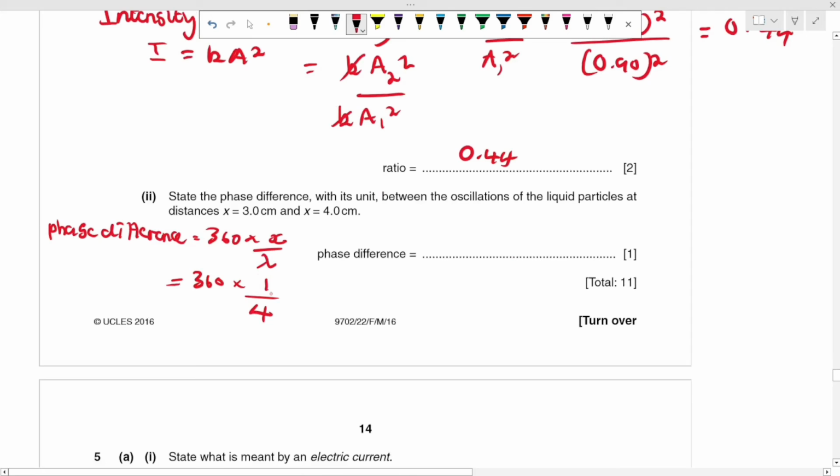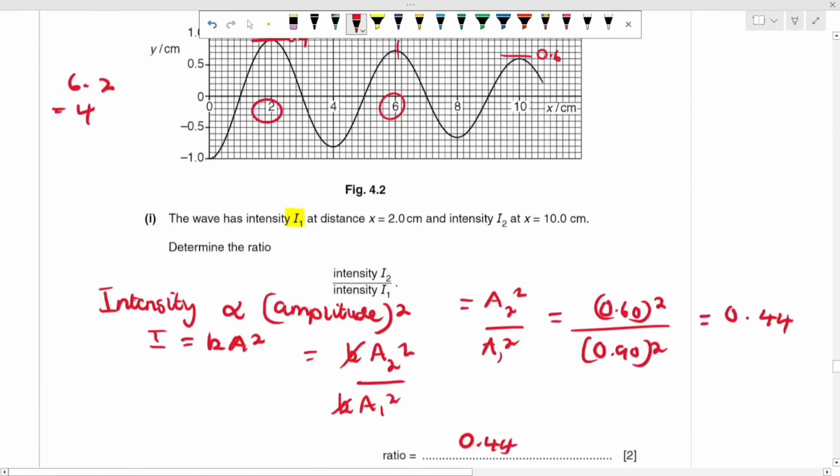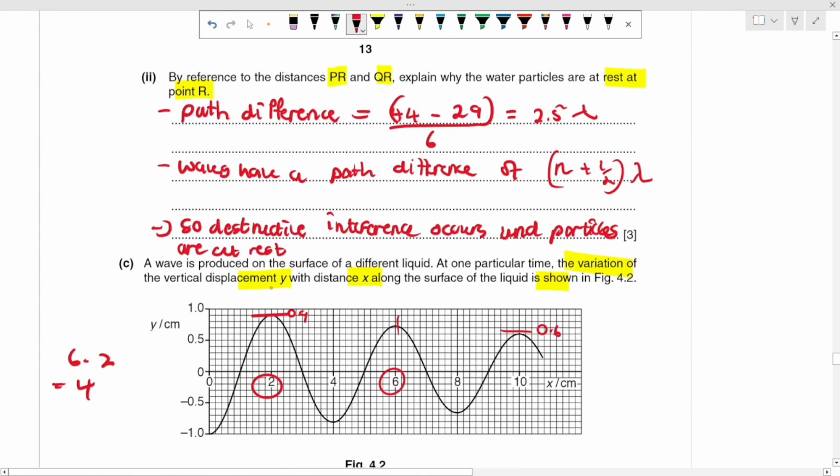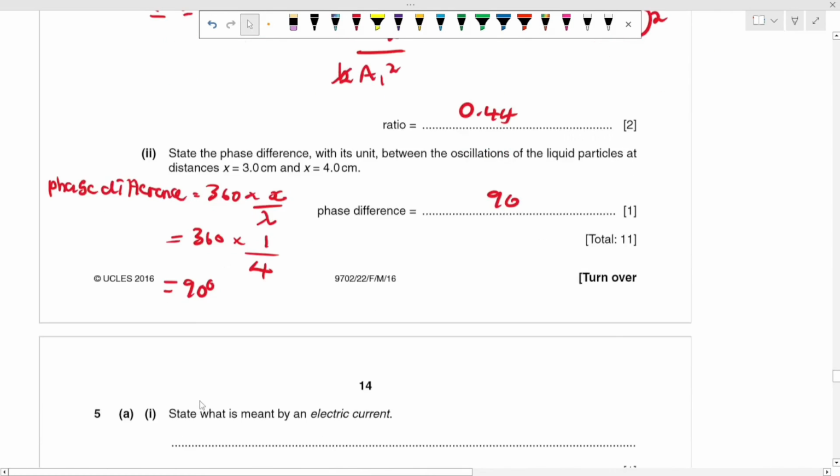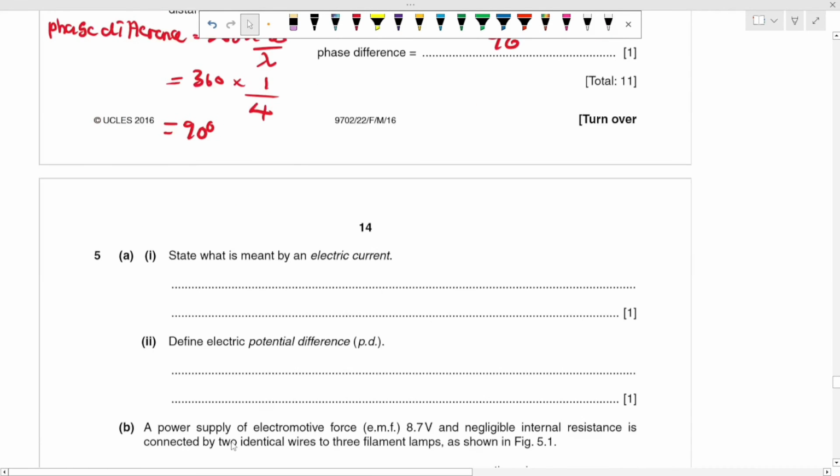So a quarter of 360 is basically 90 degrees. Right? So you have 90 degrees. So it means that particles oscillating at x equals 3, which is here, and x equals 4, are differing by 90 degrees. So it means that they have a phase difference. They're out of phase by 90 degrees, right? Very important for you to be thinking of that.